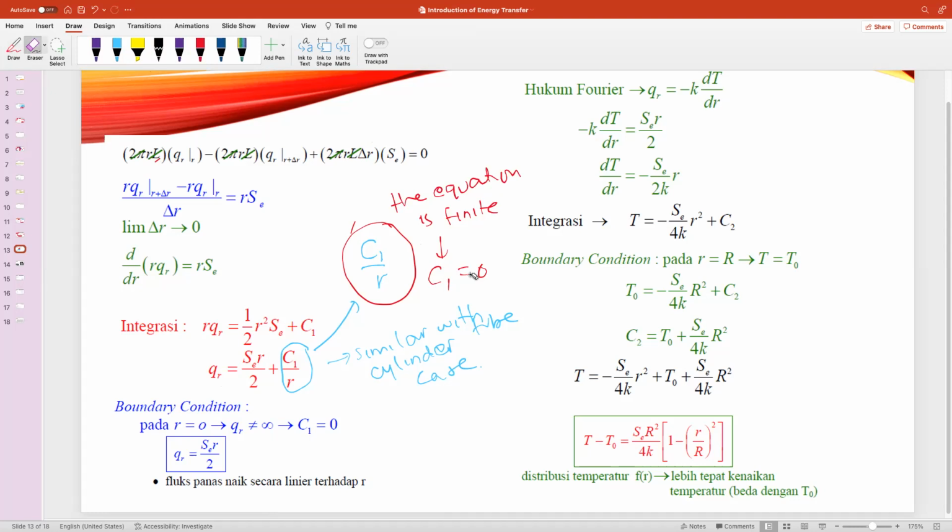So in any case, if you find some cases where you have this C1 equal to 0, you know that at R equal to 0, QR is finite. Okay, so at R equal to 0, the QR is not equal to infinity, it should be finite, so then C1 should not be in the equation. So this would be equal to 0.